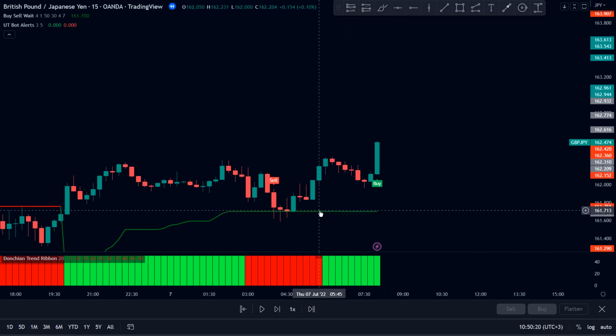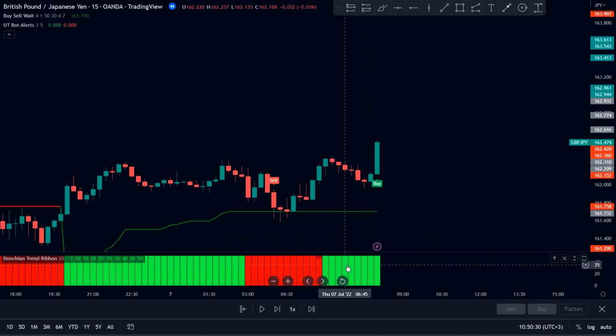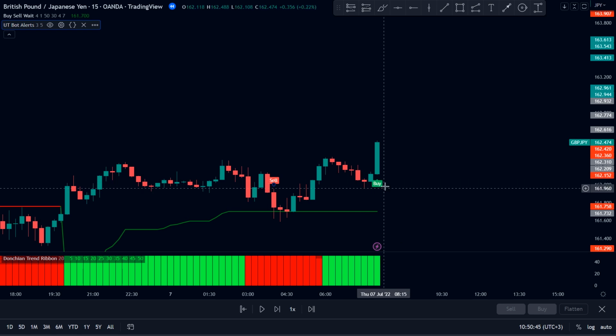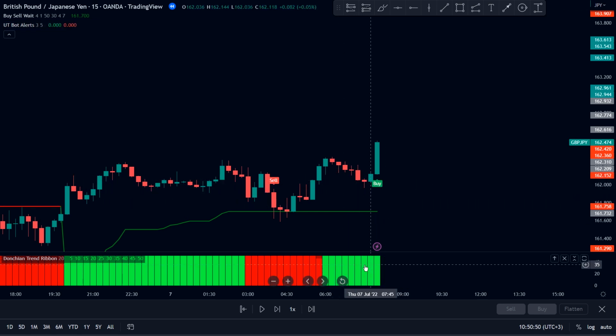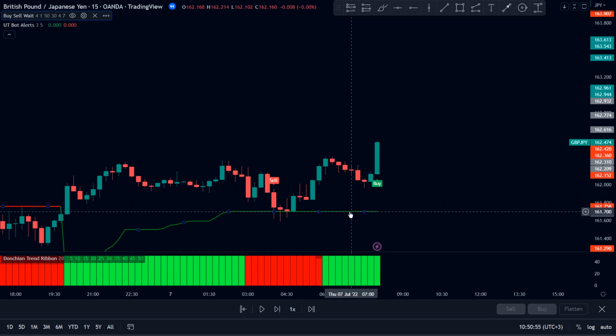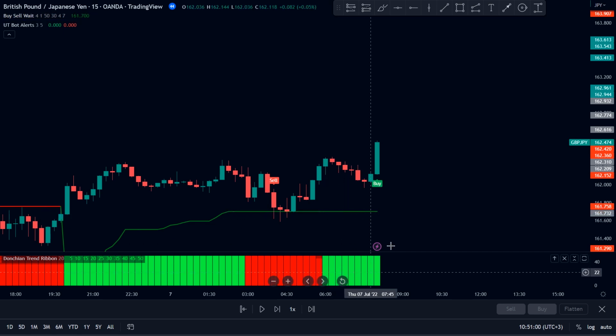If it's not, we wait for it to change color from red to green, while the Donchian Trend Ribbon is still colored in green. The third condition is to wait for the UT bot alerts to print a buy signal, while both the Donchian Trend Ribbon and the buy-sell wait indicator are all still colored in green.